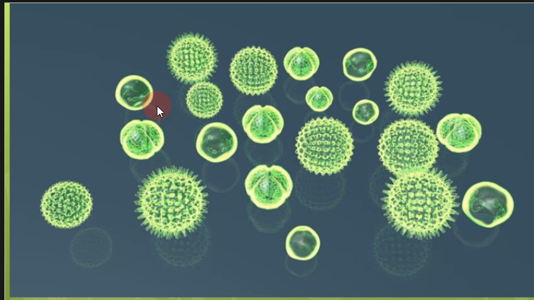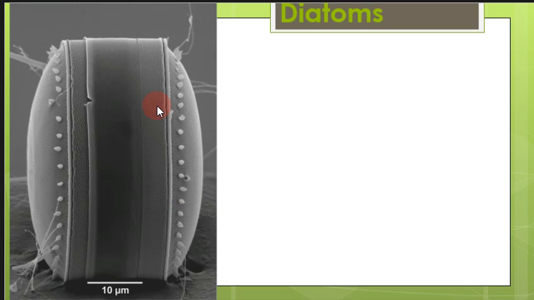All right, so some of them look like this. Very pretty. Those are probably stained green right there, but they're just very pretty. Here's a close-up of one of them. We're going to look at this first group.